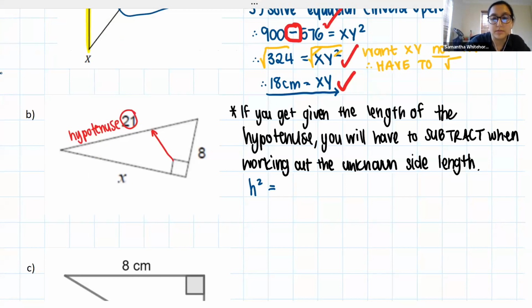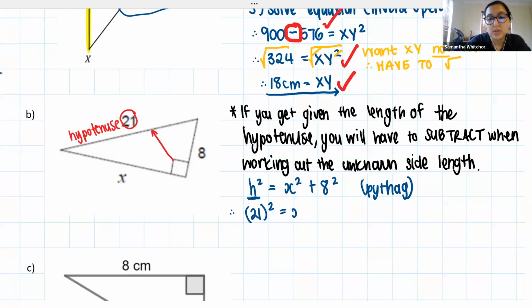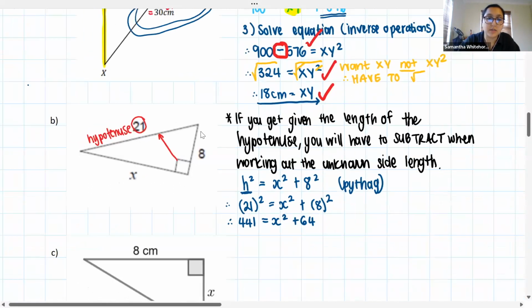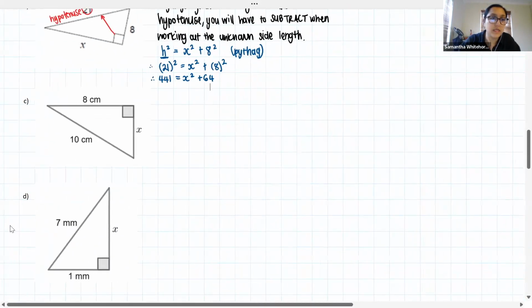X squared plus 8 squared. And this is all because of Pythag. Now, importantly, we know the hypotenuse, so we can substitute in for h. The hypotenuse was 21. So we have 21 squared is equal to x squared plus 8 squared. Right, 21 squared is 441, which is equal to x squared plus 64. So this is now where the subtraction comes in. I just want to move the stuff down, otherwise I'm not going to have space.